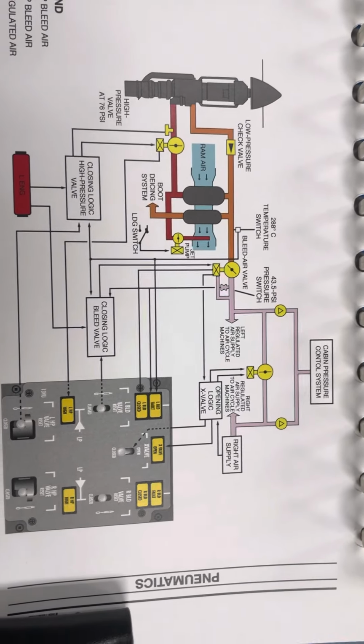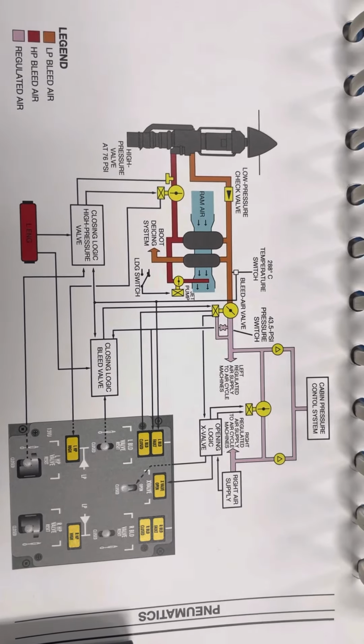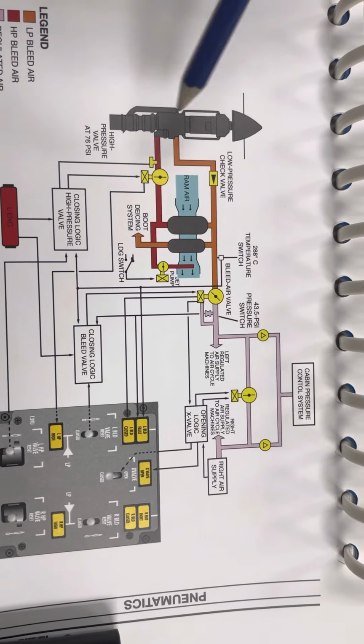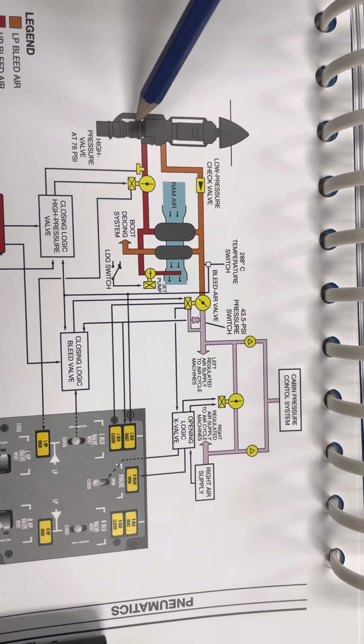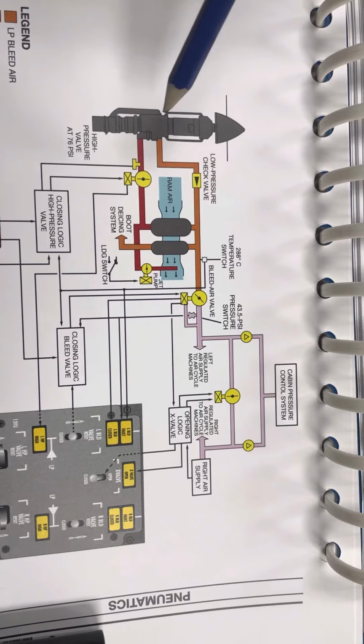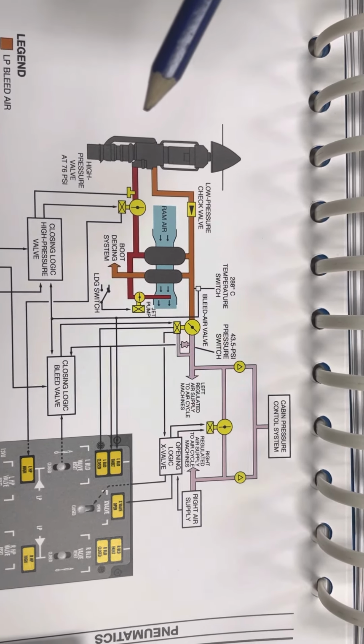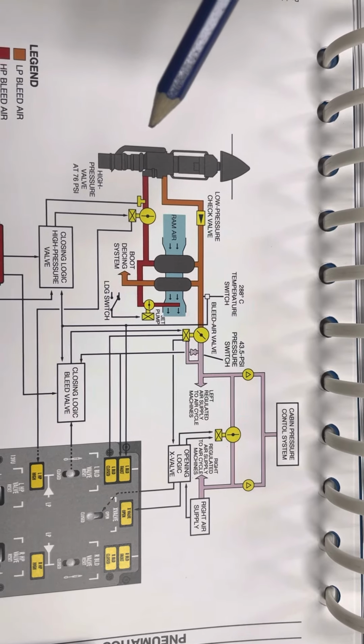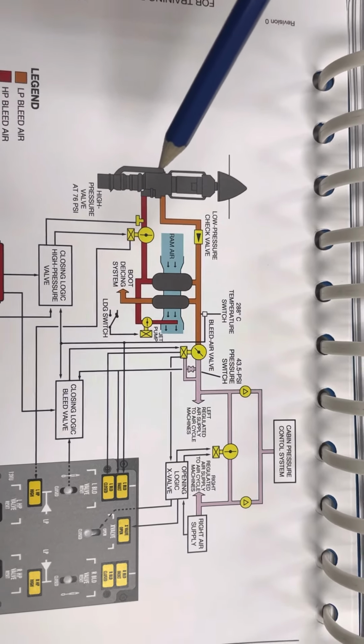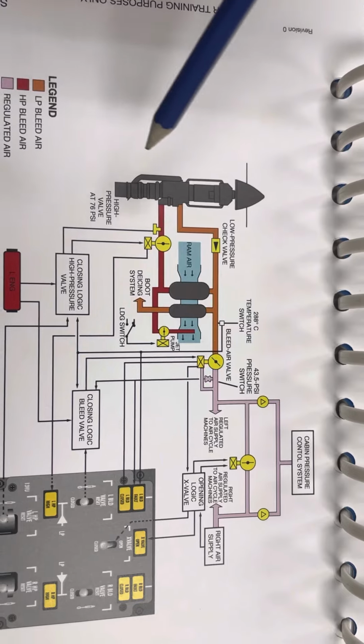All right, somebody the other day asked me to do a video on pneumatics. Air comes from the engine. Obviously, we use it to air condition the airplane, hot air, cold air, pressurize the airplane, and use it for various other things. But for our purposes today, we're going to go over the pneumatic system.